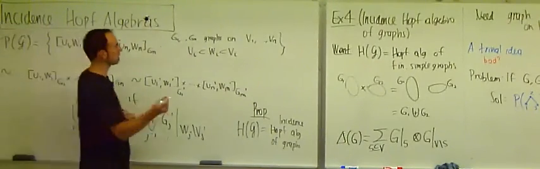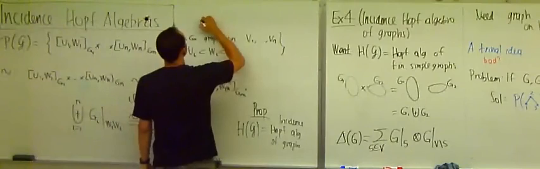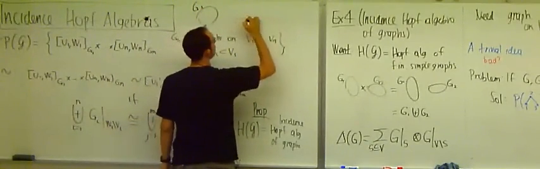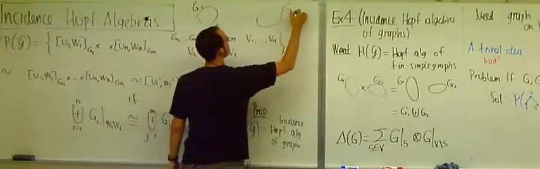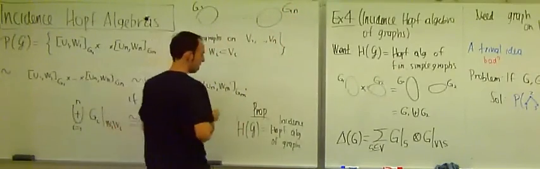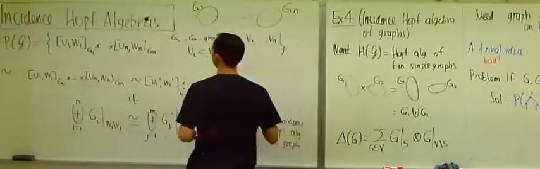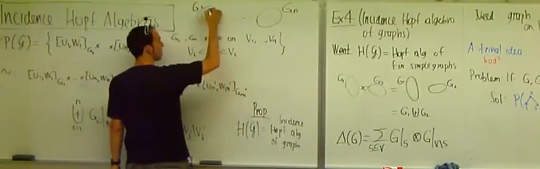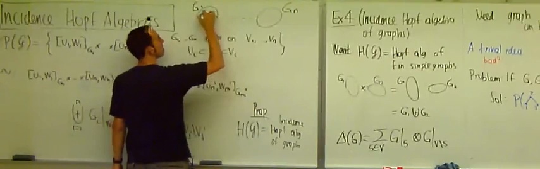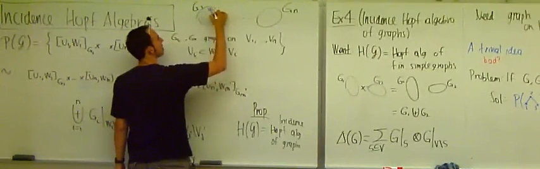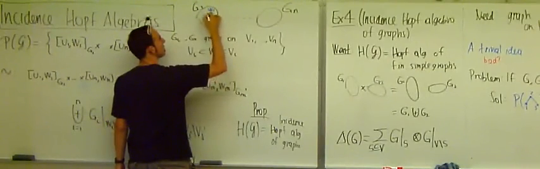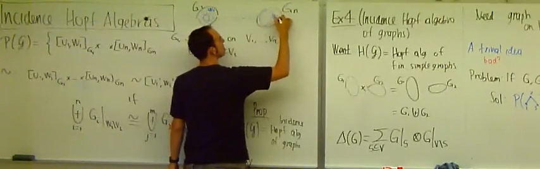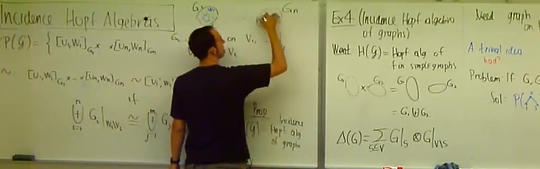So you can think an element looks like G1, and then G2, and then Gn, okay? And then you take, now this is the vertex set B1, and so that means that the vertex set W1 is here, and the vertex set U1 is here. And here the vertex set Wn is here, and the vertex set Un is here.